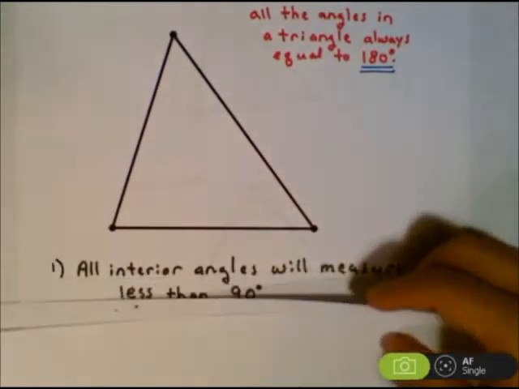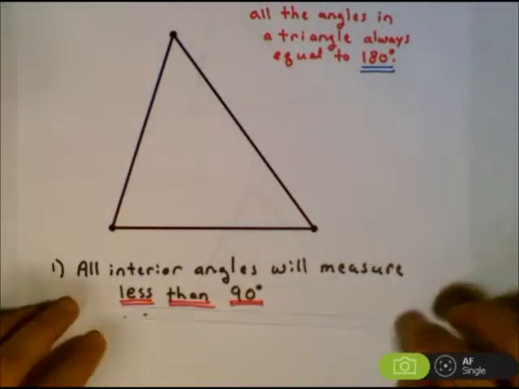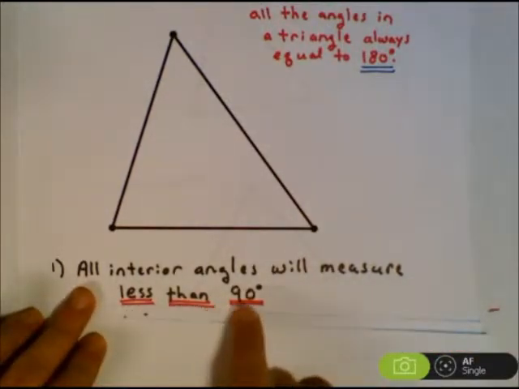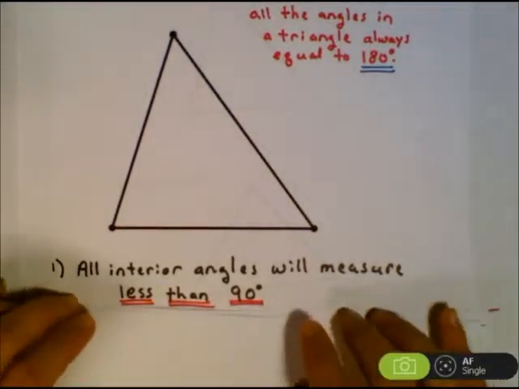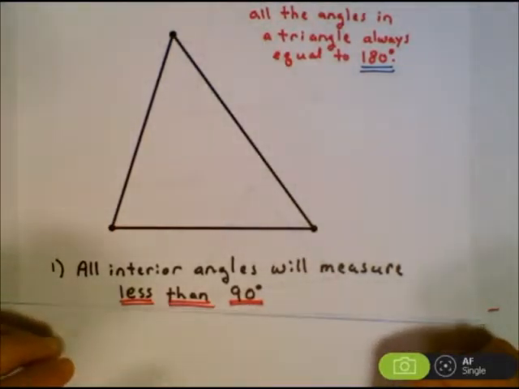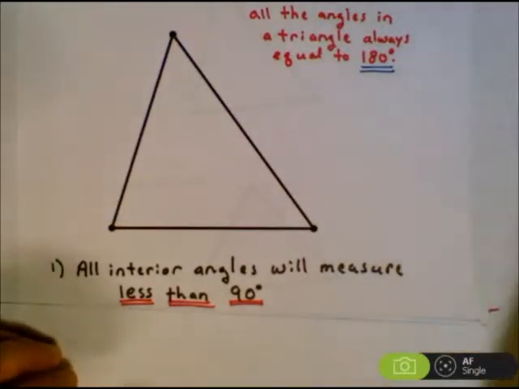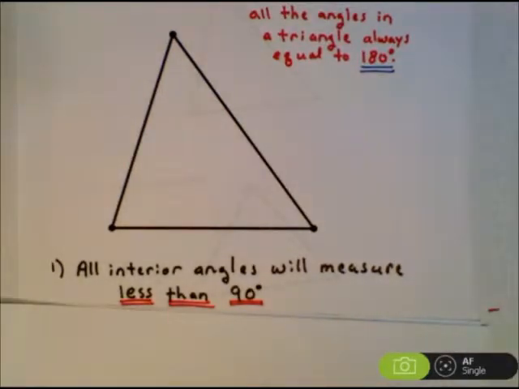The only thing to remember about an acute triangle is that all the interior angles will measure less than 90 degrees. Just like when you learned that an acute angle is less than 90 degrees, we're just adding the word triangle after the word acute. So in an acute triangle, all the angles will measure less than 90 degrees.